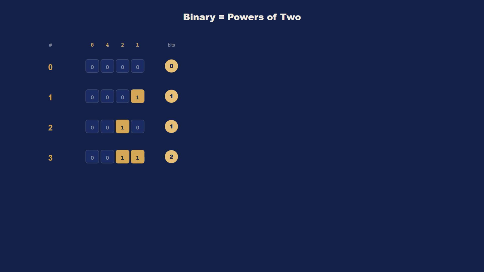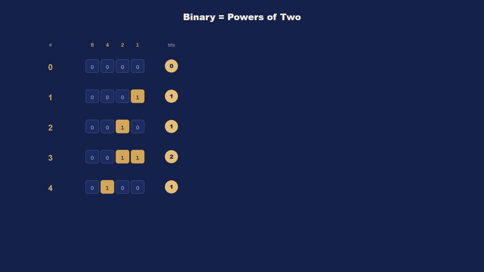Binary is just powers of 2. Each position is a power: 1, 2, 4, 8. When a switch at that position is on, you add that power to the total. 0 is all switches off. 1 has just the unit switch on. 2 has just the 2 switch on. 3 has both, 2 plus 1. 4 has just the 4 switch.